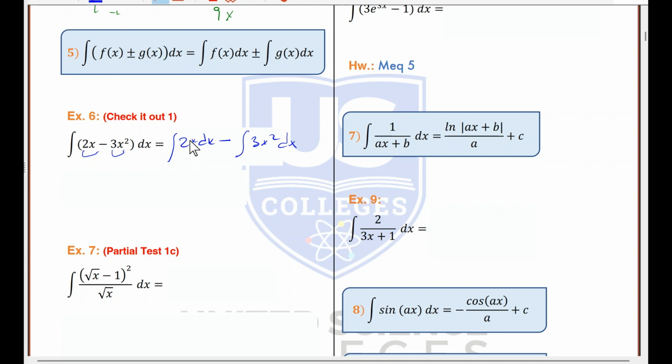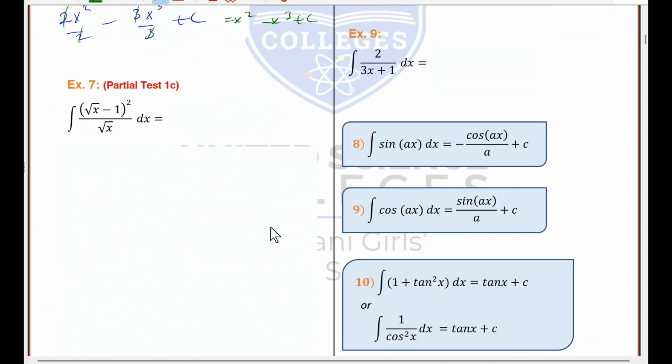Integral of 2x, you can take 2 out first and increase the power by 1. The power was 1, it becomes 2 over 2, minus, take the coefficient out in front, increase the power by 1, 2 became 3 over 3, plus c. Now, the 2's cancel each other, the 3's cancel each other. The answer is x squared minus x cubed plus c. Okay, so the integral of the sum or the difference of two functions is the same as the sum or difference of the integrals with the same functions.